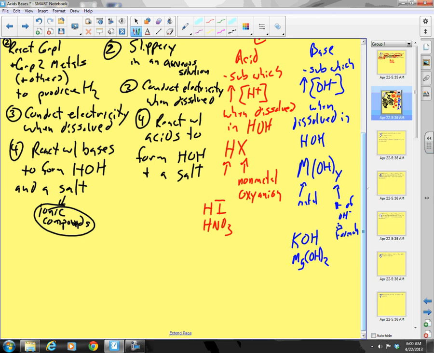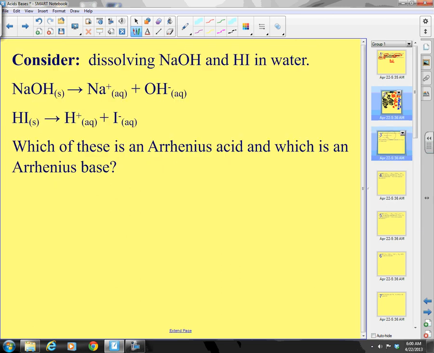But in any case, I have some OHs hanging around. And so those are my definitions for an Arrhenius acid and Arrhenius base. So let's go to our question. Which of these is an Arrhenius acid? Easy. The one that creates H+, so this is my Arrhenius acid.